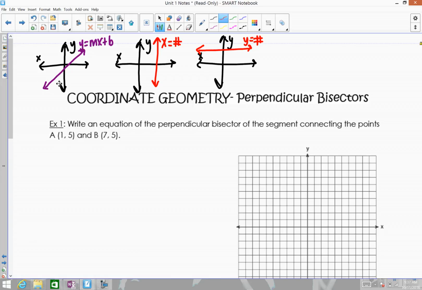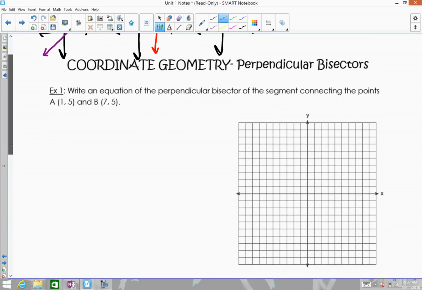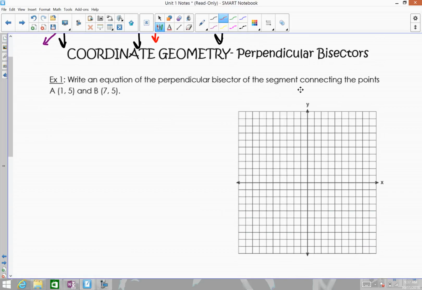So let's go ahead and look at this first example. Write an equation of the perpendicular bisector of the segment connecting the points A, which is (1, 5), and B, (7, 5). So let's look at this on the graph. (1, 5), so over 1, up 1, 2, 3, 4, 5. So that's going to be point A. Point B is 7, 1, 2, 3, 4, 5, 6, 7, then up 5, 1, 2, 3, 4, 5. So you end up with this horizontal segment, which means the perpendicular bisector would have to be vertical.